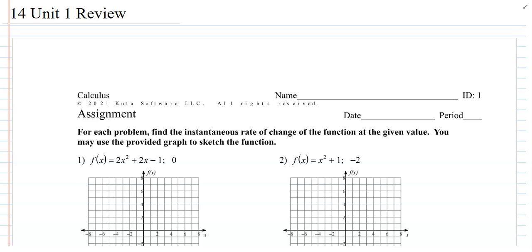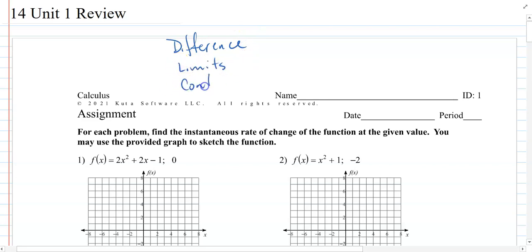Okay, in this video we're going to go over our review before the first test of this semester in calculus. Now if you recall, this test will cover three things: the difference quotient, the idea of limits, and then finally continuity. So we'll see how much we can cover in this particular video, and I'll record a second as needed.